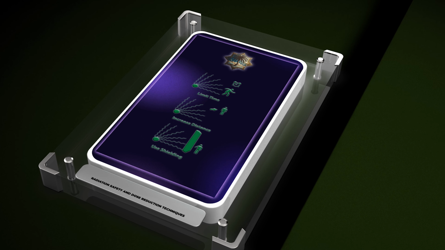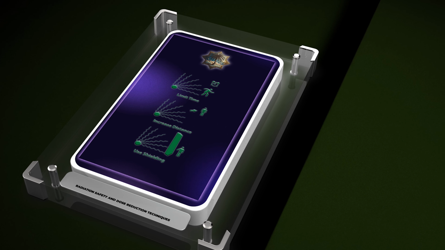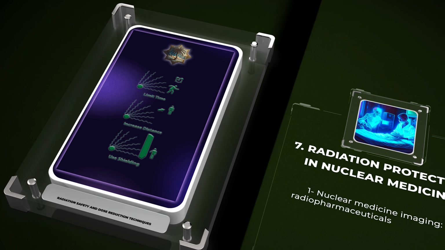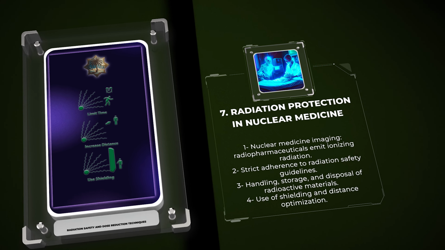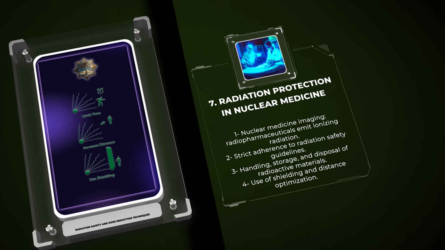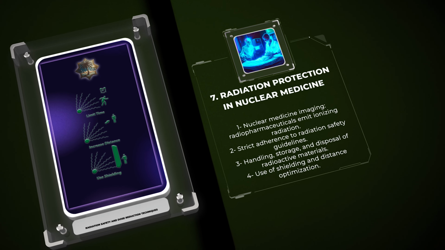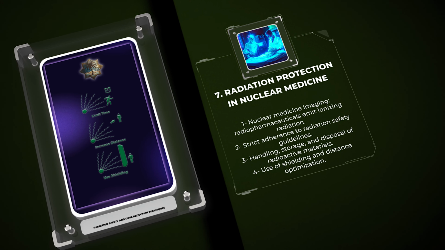Nuclear medicine imaging employs radiopharmaceuticals that emit ionizing radiation. To protect patients and staff, strict adherence to radiation safety guidelines is crucial. This includes appropriate handling, storage, and disposal of radioactive materials, as well as the use of shielding and distance optimization during imaging procedures.